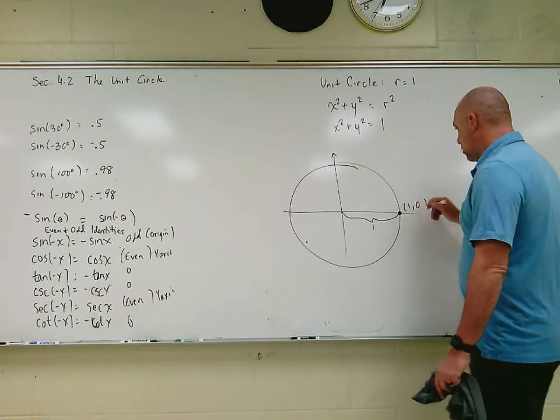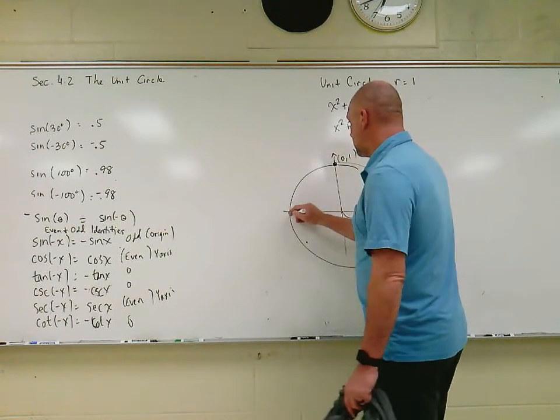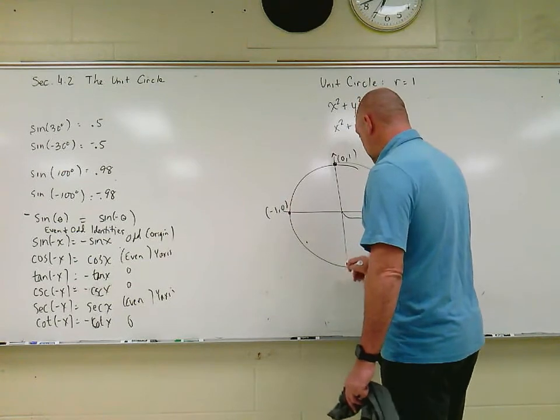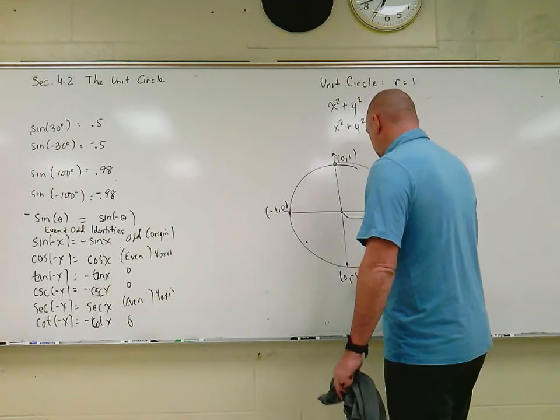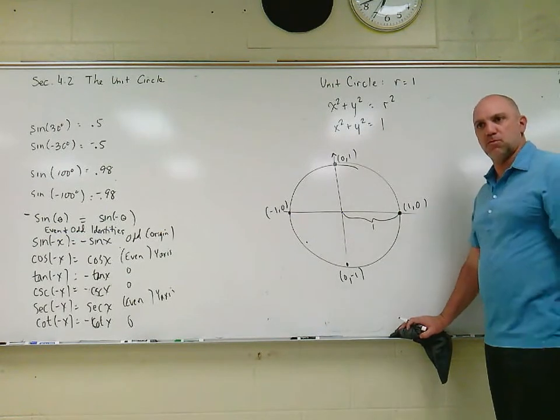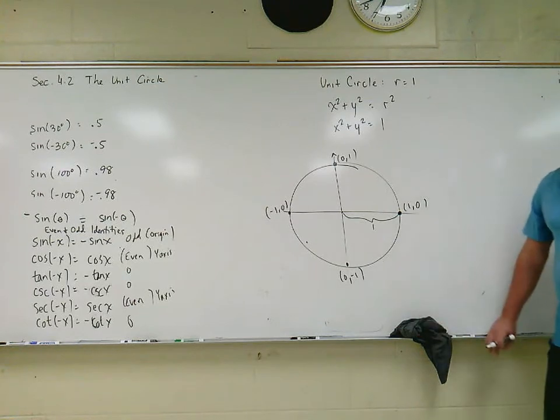(1, 0). What point is this? (0, 1). What point is this? Yep. And what point is this? (0, -1). So that's all, in terms of the unit circle, that's what I want you to memorize. Don't worry about all the spokes of the wagon wheel, because that thing can be crazy.